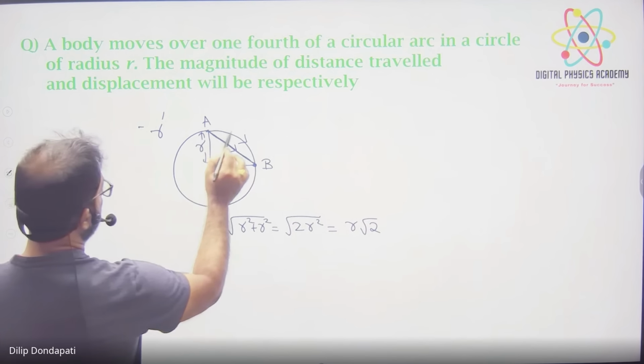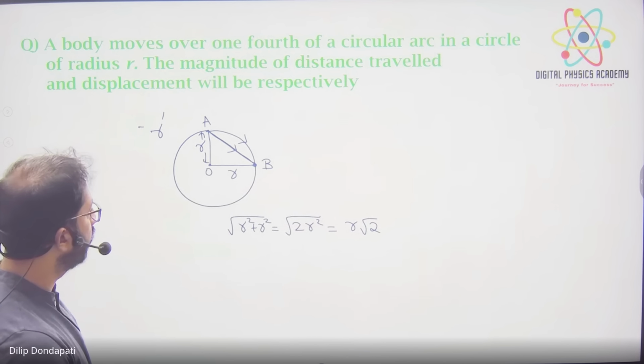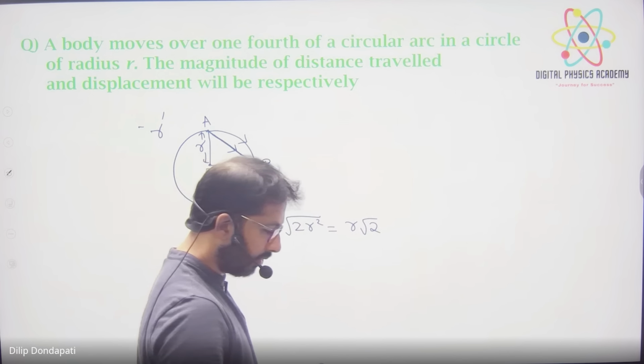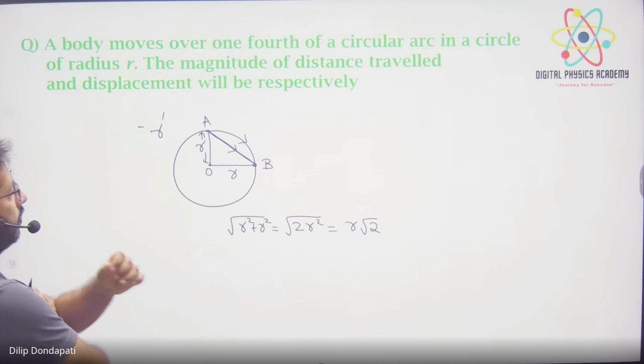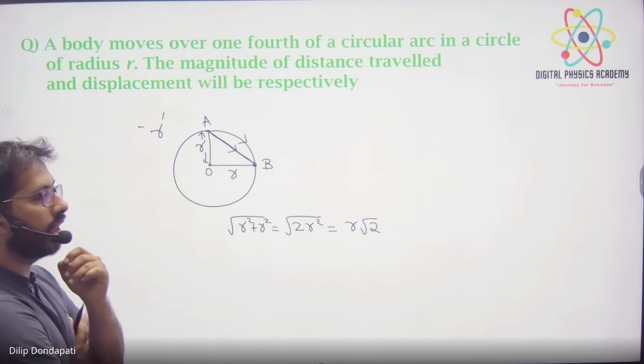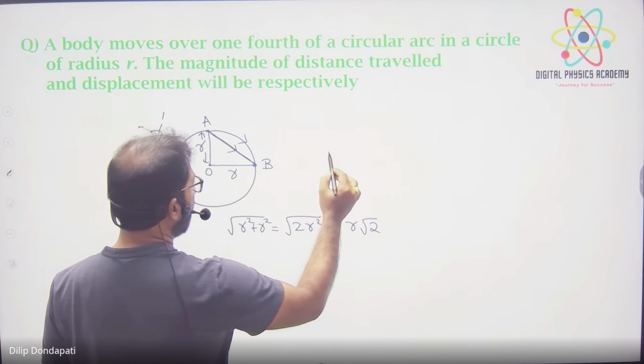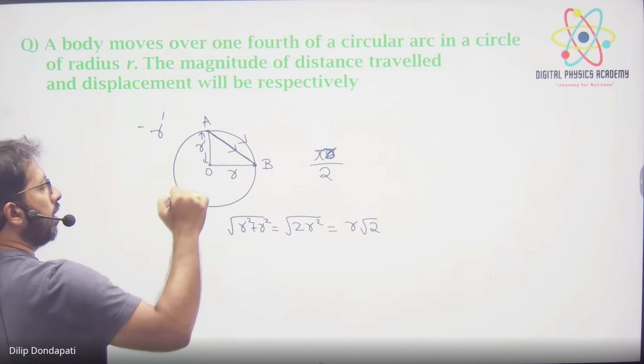Now find the distance. 1/4 pi r? No, 1/4 pi r is wrong. Circumference of circle is how much? Oh, right, my bad. So it is pi r by 2. Yeah, pi r by 2, because 2 pi r by 4, right? Pi r by 2 is the answer.